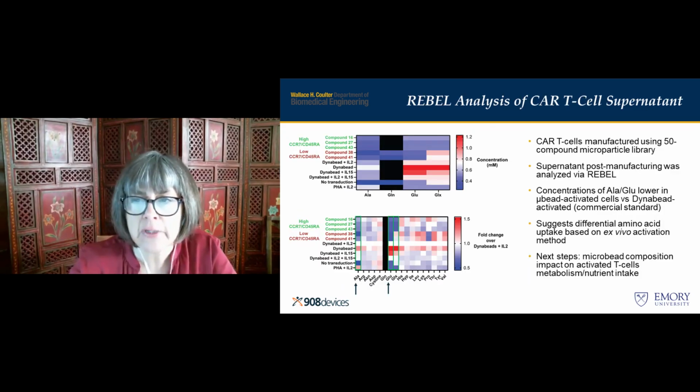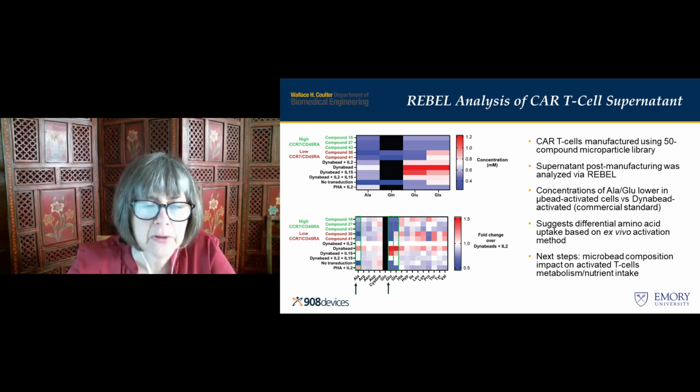So in the experiment shown here, CAR T cells were manufactured using a 50-compound microparticle library, and then the supernatant post-manufacturing was analyzed with the Rebel. And if we look at the graph on the upper left here, we're looking at 3 amino acids and 1 dipeptide in a few of their compounds, and the comparison with the industry standard Dynabeads with IL-2 or IL-15. And what they observed was that the concentration of alanine and glutamic acid are lower in some of their microbeads compared to the Dynabeads and IL-2.